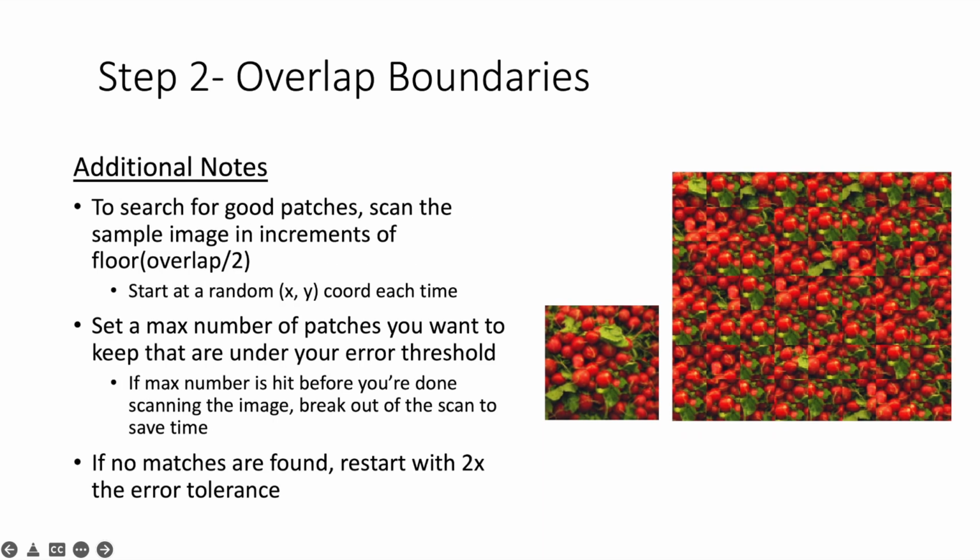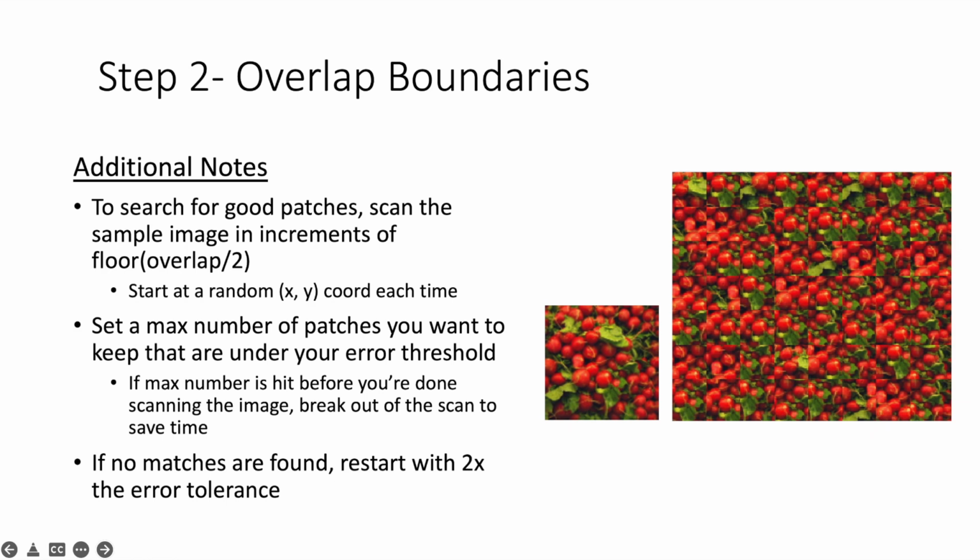Some additional notes about some specific things that I did at this point of the algorithm. When I was searching for good patches in the sample image, I scanned left to right and top to bottom in increments of half the overlap size. Every time I started out at a random XY coordinate so that the same patches wouldn't keep coming up. I set the max number of patches that I wanted to save to 5, and then if that number was hit, I broke out of the search to save some time. After that, one of the 5 was picked randomly to be added to the image.